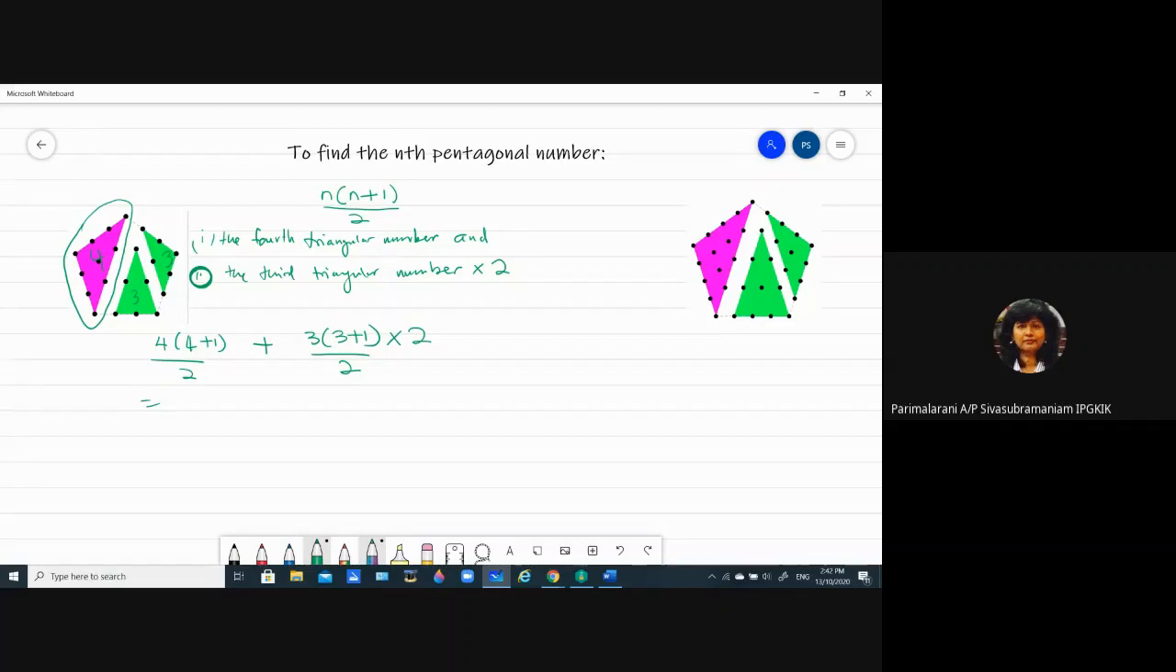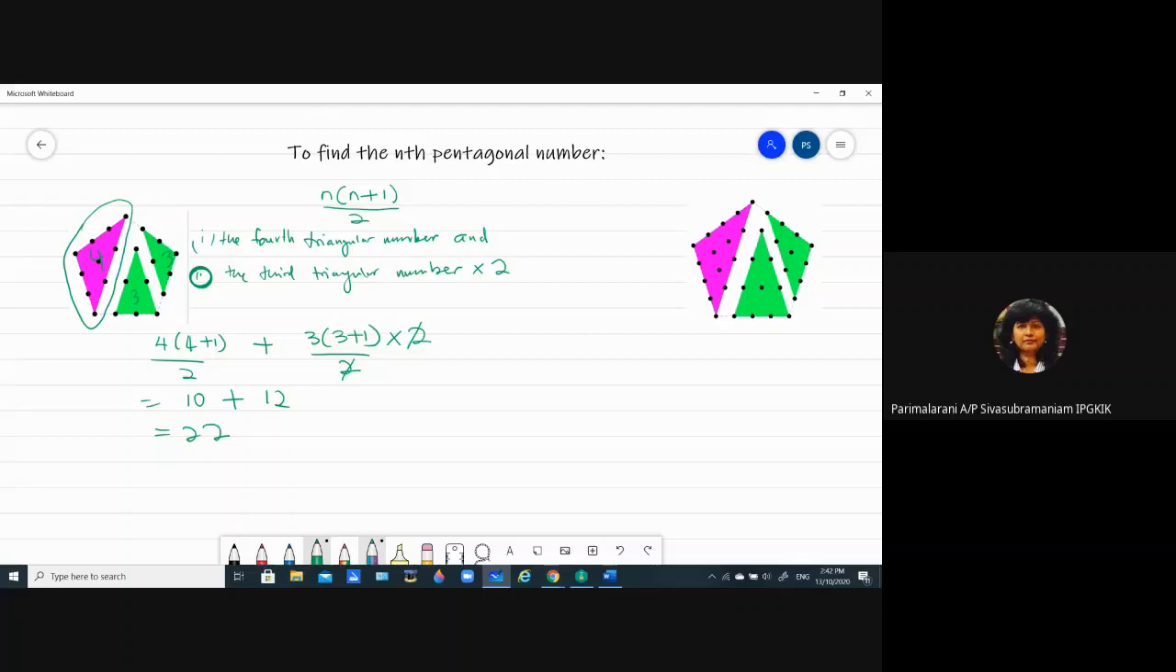4 plus 1, 5. 5 times 4, 20, divided by 2, 10. Plus 3 plus 1, 4. 4 times 3, 12. So this is 22. Correct? Yes. So the fourth pentagonal number is 22.